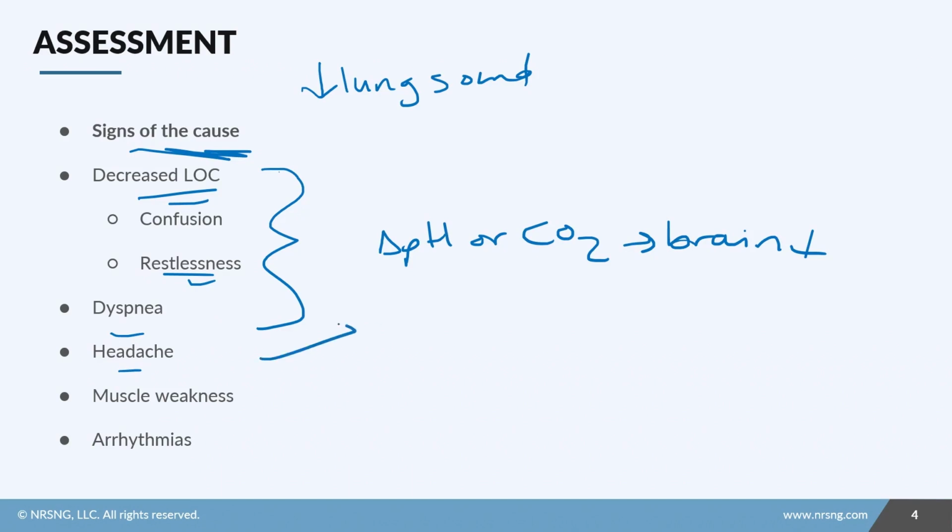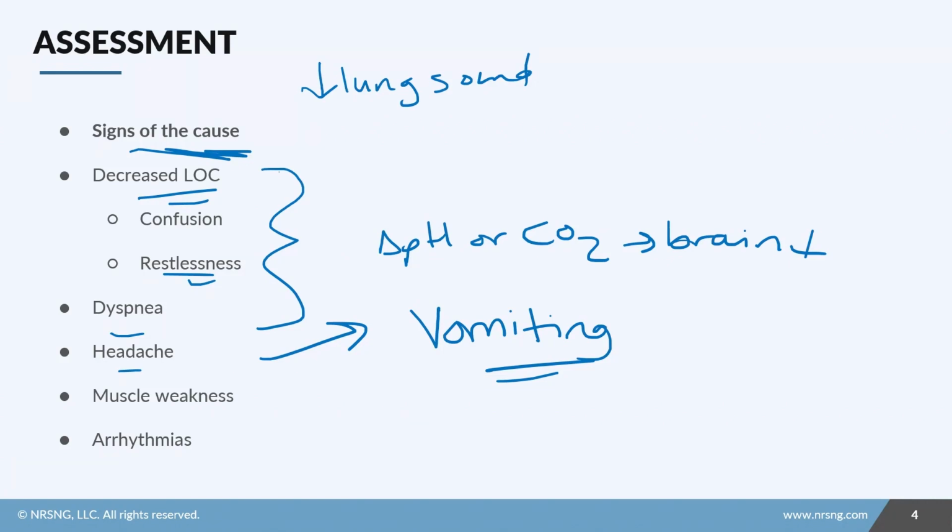Now, it's also possible with acidosis that we will see vomiting, because this is a way for our body to just get rid of excess acid. However, because this is a respiratory source, it's much less common than it is with metabolic acidosis. The lungs will just take over and breathe faster.